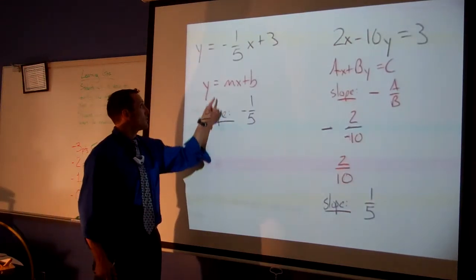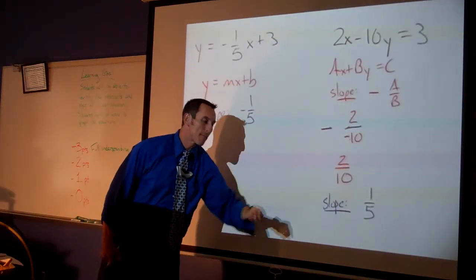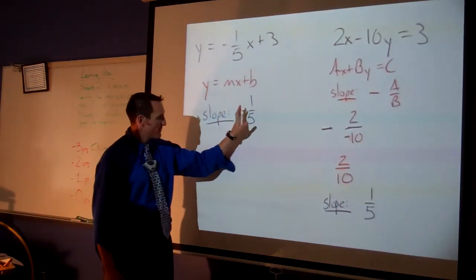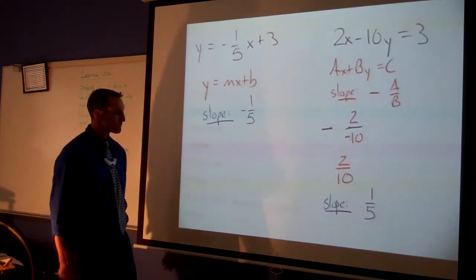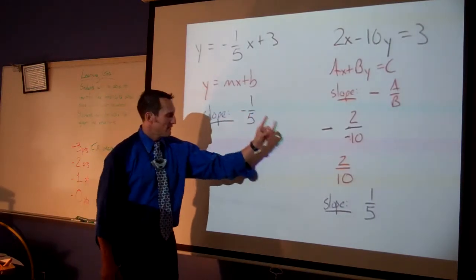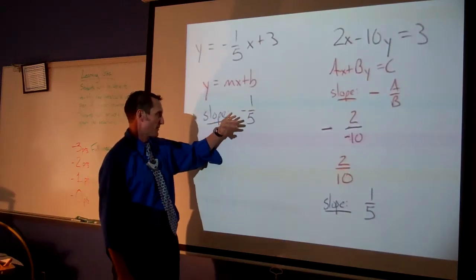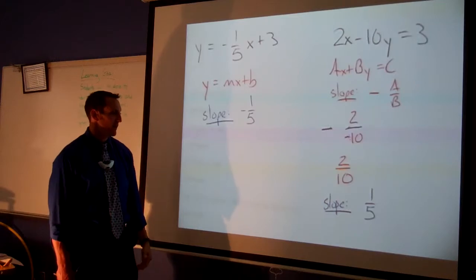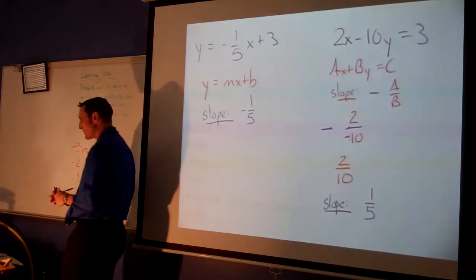In this case, the slope was negative 1/5. In this case, the slope was positive 1/5. So they're not the same. This one's negative, this one's positive. They're not equal, so they can't be parallel. Are they opposite reciprocals? Yes, they are opposite, but they are not reciprocals. If I flip this one, I get positive 5. If I flip this one, I get negative 5. And they're not reciprocals.